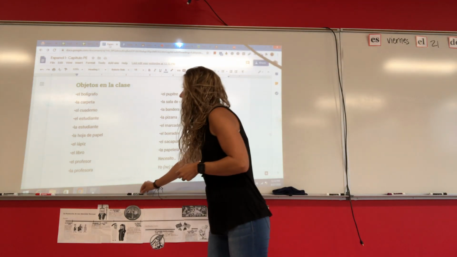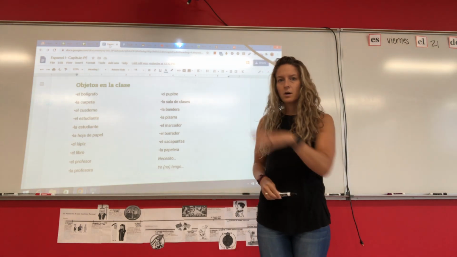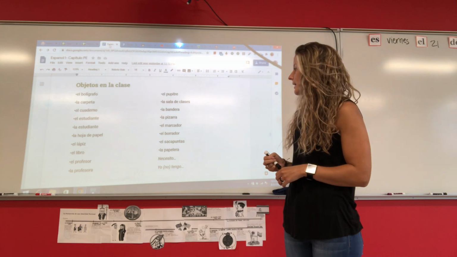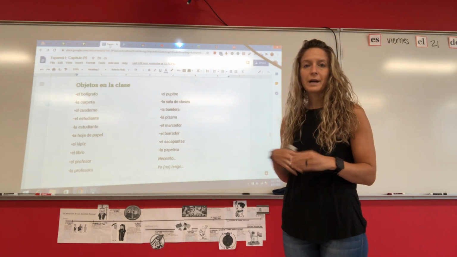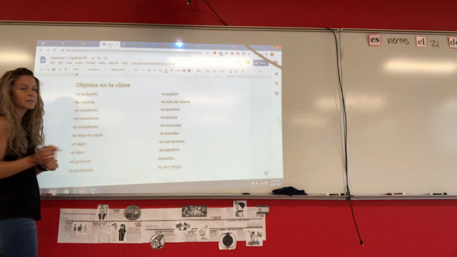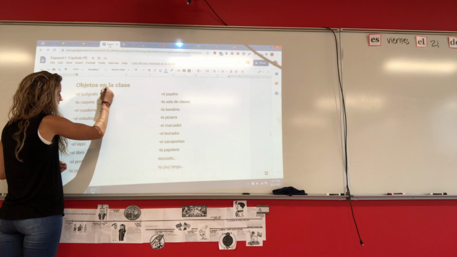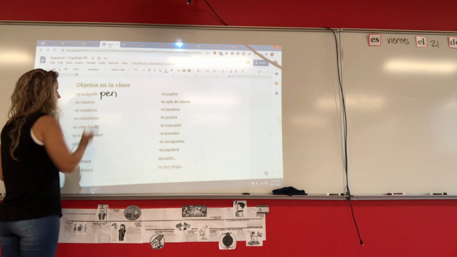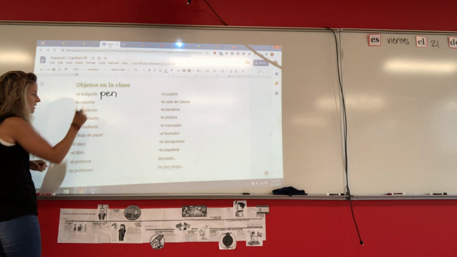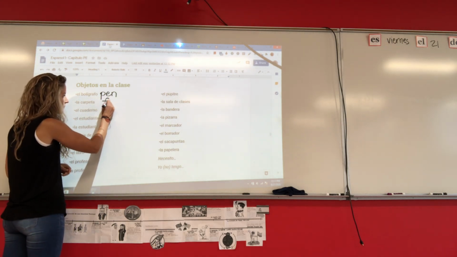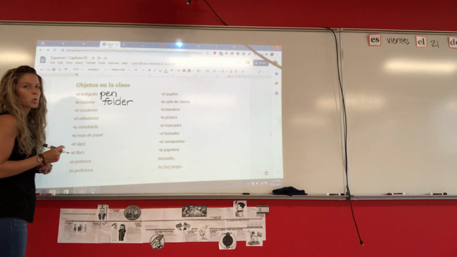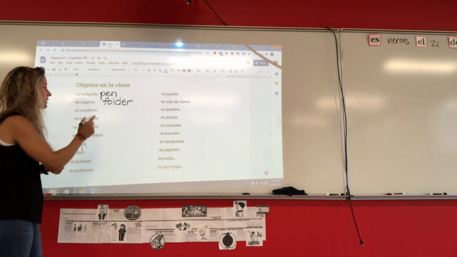All right, we're going to start with objetos en la clase. Okay, so we're going to talk about objects and take notes on those objects in the class, and then we're going to practice saying them. Okay, so el bolígrafo is pen. La carpeta, all right, it sounds like carpet, but it's not. La carpeta is a folder. Cuaderno is your notebook.